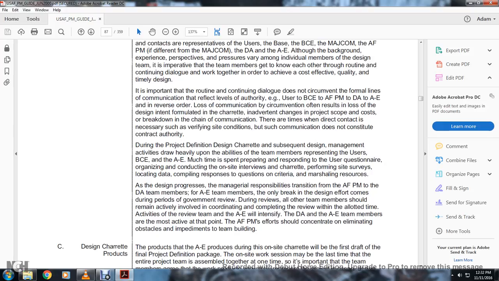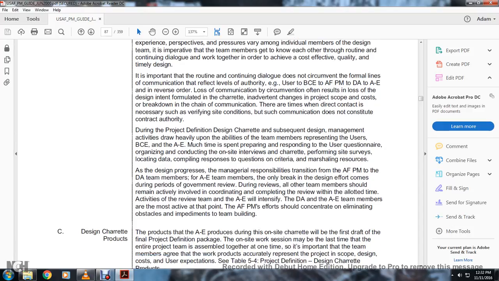During the project definition design charrette, the subsequent design management activities draw heavily upon the ability of the team members to represent users of base civil engineering and architectural engineering. This includes time spent preparing and responding to the user questionnaire, organizing and conducting on-site interviews, performing site surveys, locating data, complying with responses to the questions, and marshalling resources in the design process. This is the primary responsibility of the designated Air Force program manager, the A&E team member, and the architectural engineering.